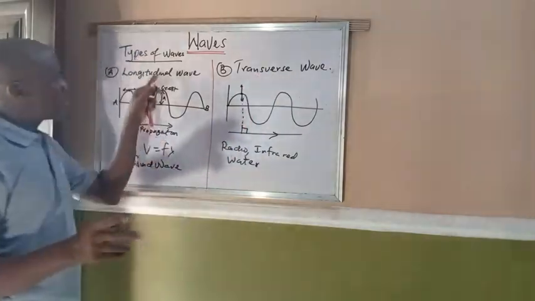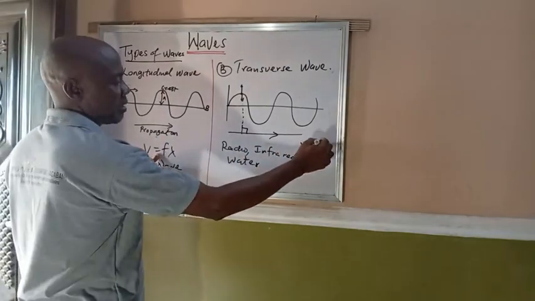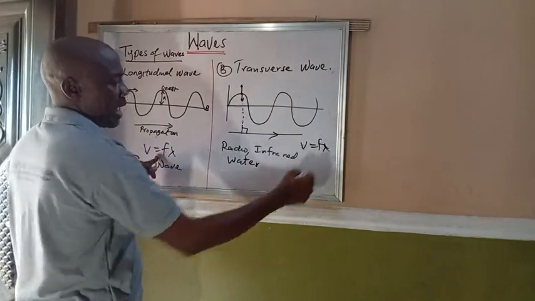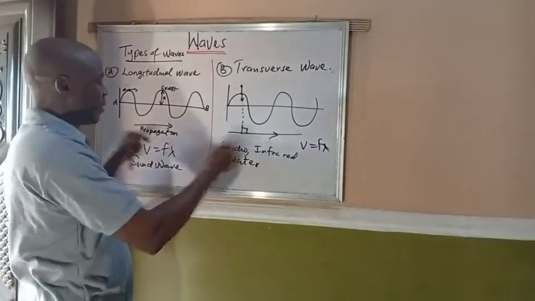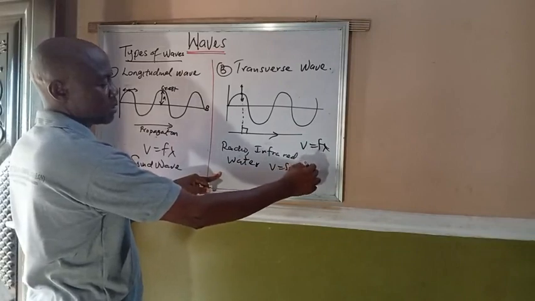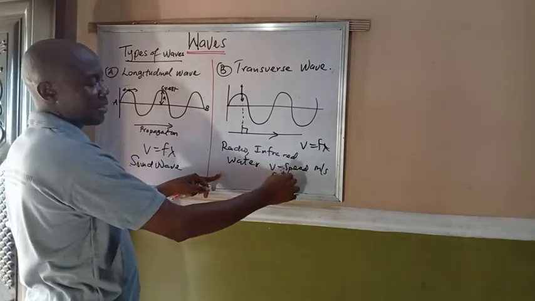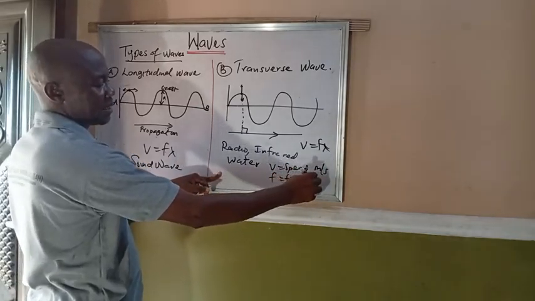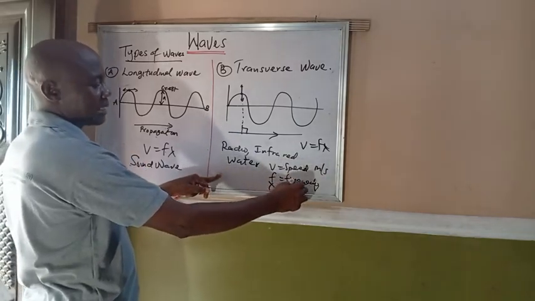And like I said, for longitudinal wave, this same equation is also true: V equals F lambda. And quickly, it's good to also look at this. For both of them, V is the speed at which the wave is traveling, in meters per second. F is the frequency. And lambda is the wavelength.